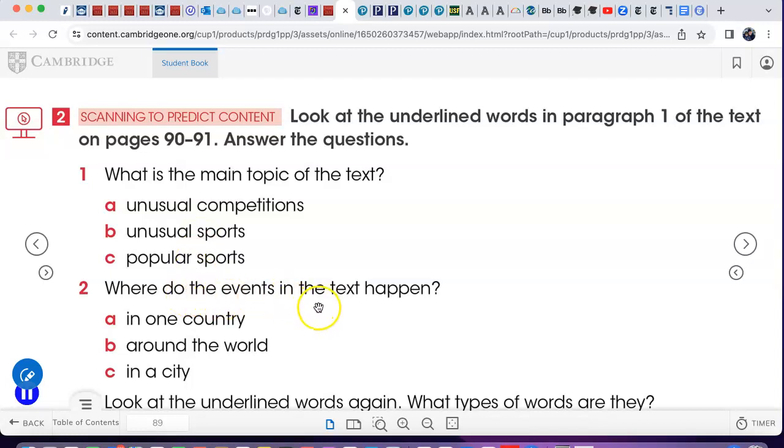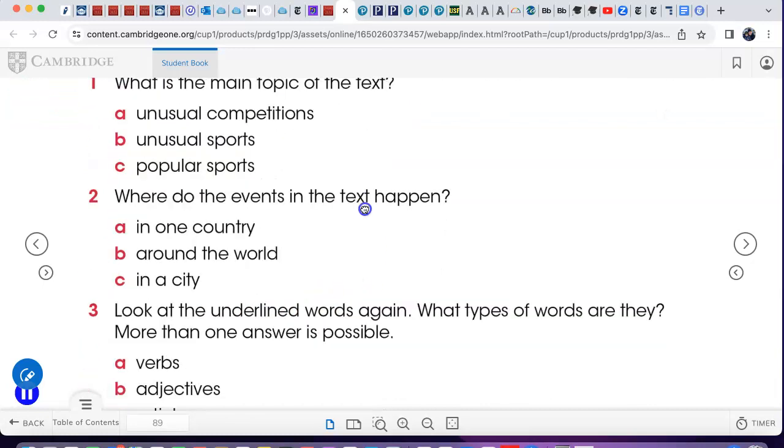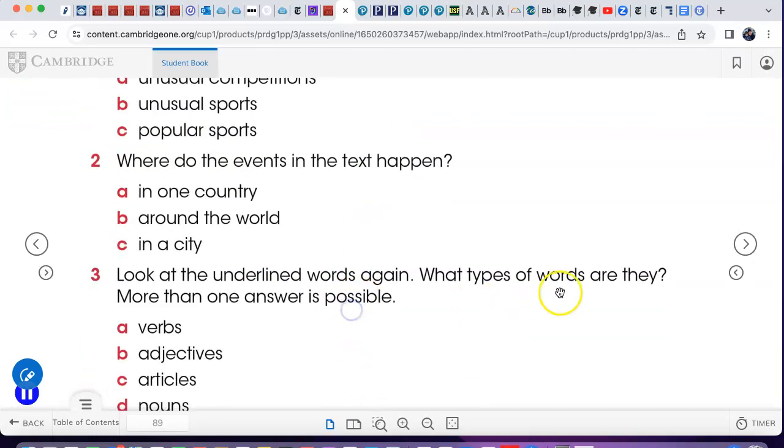Where do the events in the text happen? Only in one country, around the world, or in a city? They made a few references about world, so probably letter B, all around the world. And then number 3, look at the underlined words again. What types of words are they? More than one answer may be possible.